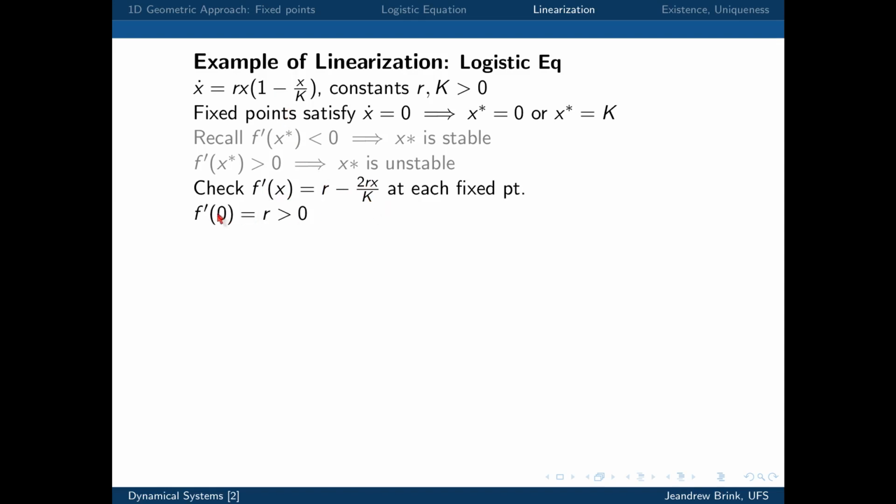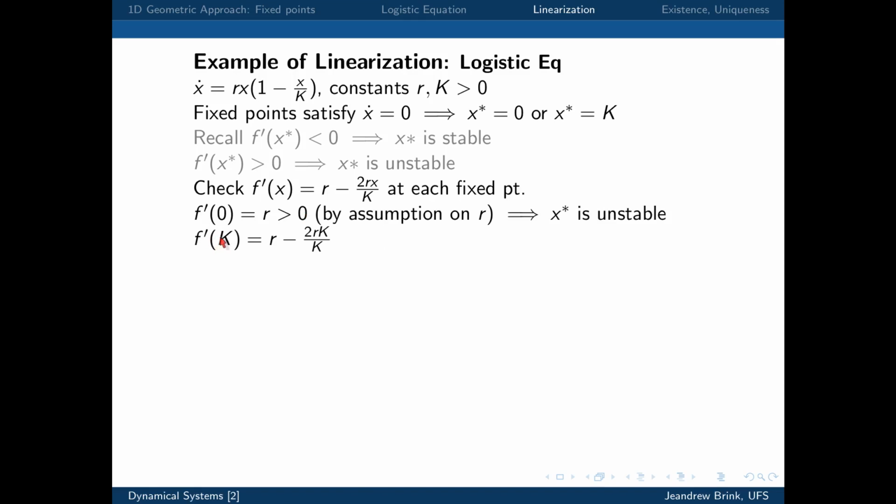So the derivative of f at x equals 0 is simply r, and r is assumed positive because it's a positive growth rate. So 0 is unstable. Okay, which is consistent with what we found.